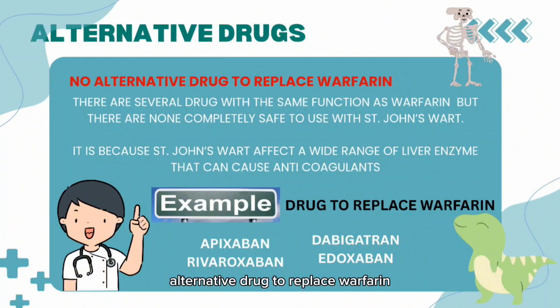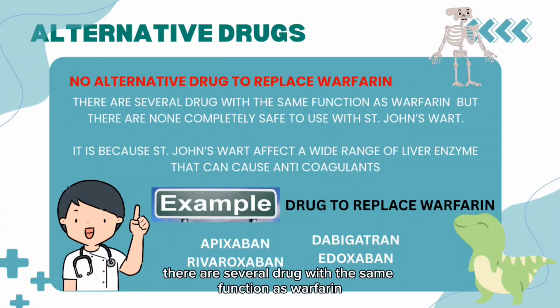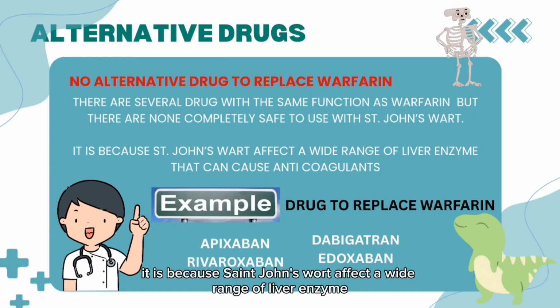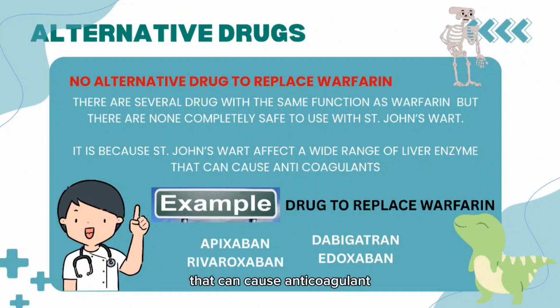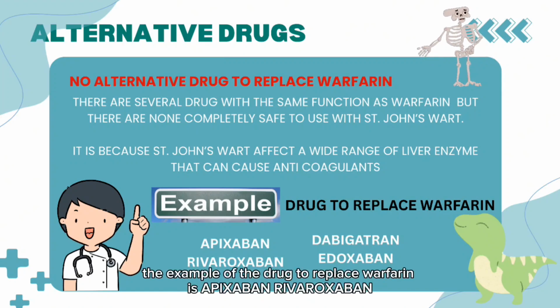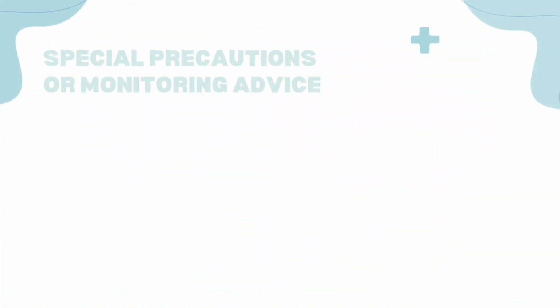Alternative drugs to replace warfarin. There is no alternative drug that completely replaces warfarin. There are several drugs with the same function as warfarin, but they are not completely safe to use with St. John's wort. This is because St. John's wort affects a wide range of liver enzymes, which can cause anticoagulant effects opposite to the mechanism of action of warfarin. Examples of drugs to replace warfarin are apixaban, rivaroxaban, edoxaban, and dabigatran.